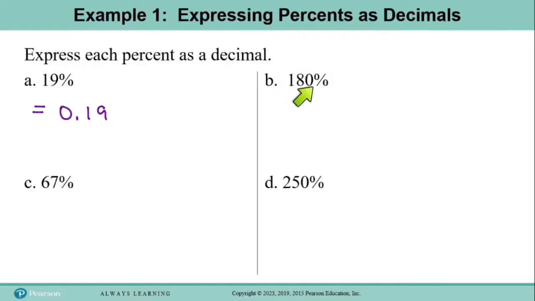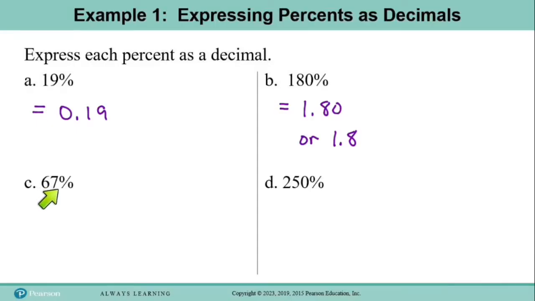Let's look at part B. So here we have 180%. So the decimal is here at the end of the number 180. If we move that decimal to the left 2 places, it will be between the 1 and the 8. And so then when we remove the percent symbol, we will write that 180% equals 1.80. And because that 0 is trailing, there's really no need to keep it if you don't want to. We could write 1.8. For part C, we want to convert 67% to decimal form.